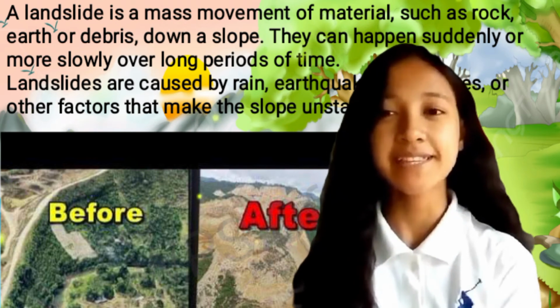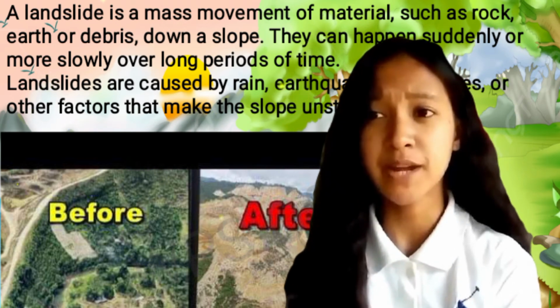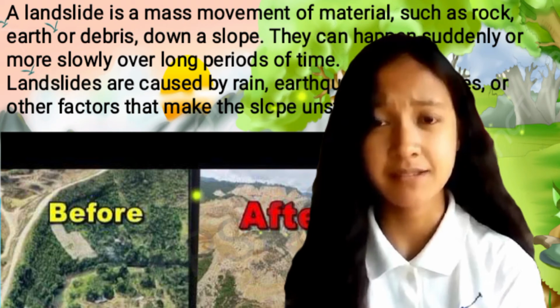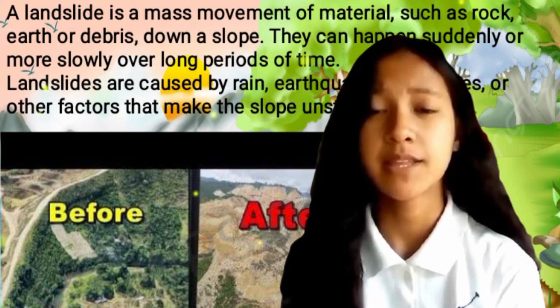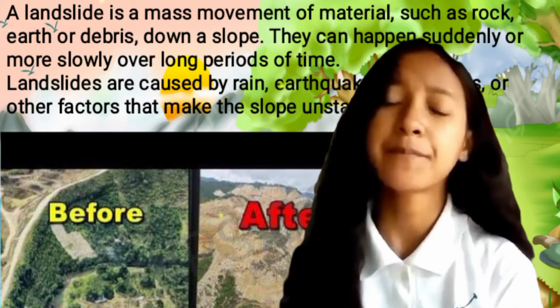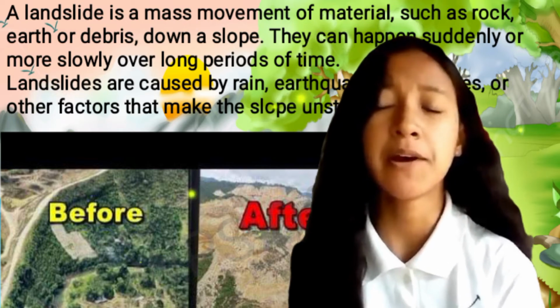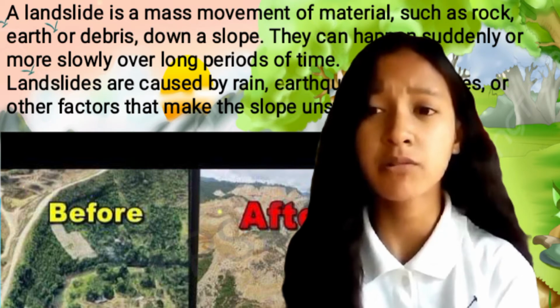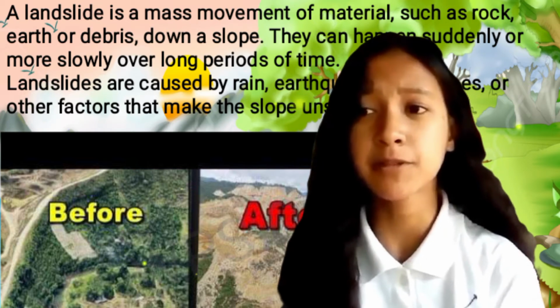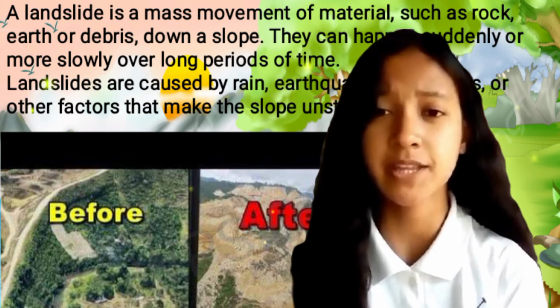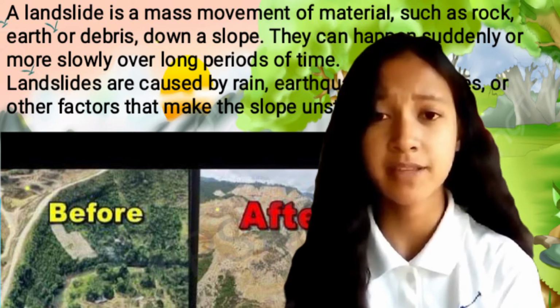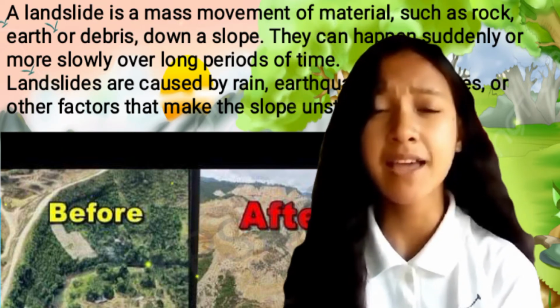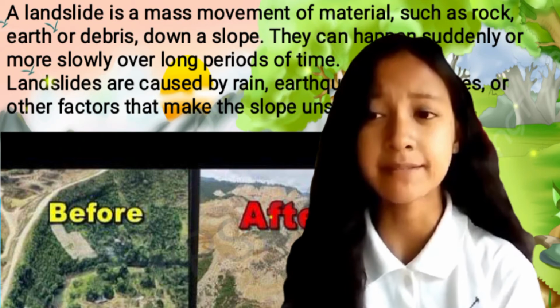A landslide is a mass movement of materials such as rocks, earth, or debris down a slope. They can happen suddenly or slowly over long periods of time. Landslides are caused by rain, earthquakes, volcanoes, or other factors that make the slope unstable. Landslides only happen in hilly areas.